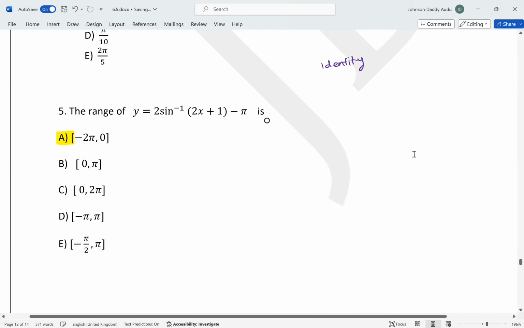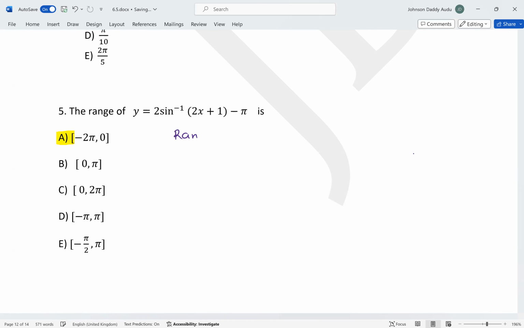Okay, so here we're asked to find the range. I think we did similar stuff already. How do you find the range of this? I think we already solved this question actually, but let's do it again. If you want to find the range, this is sine inverse, right? Whatever is the range of sine inverse. So the range of sine inverse of 2x plus 1 is nothing but minus pi over 2 to pi over 2.